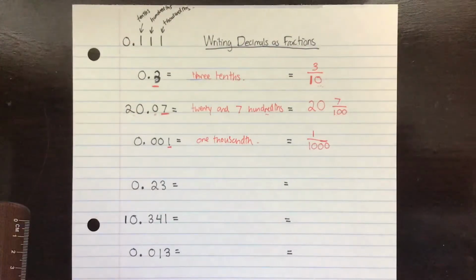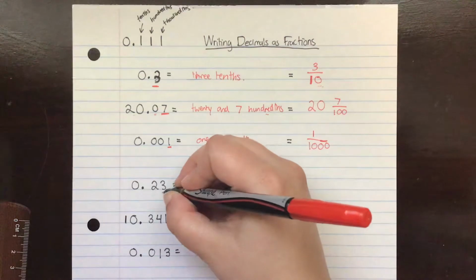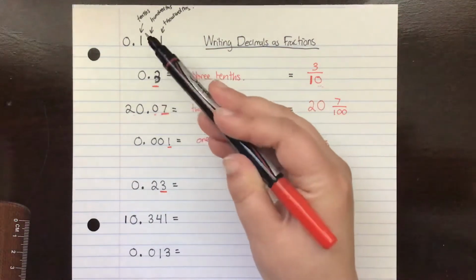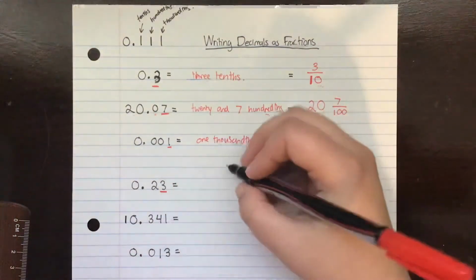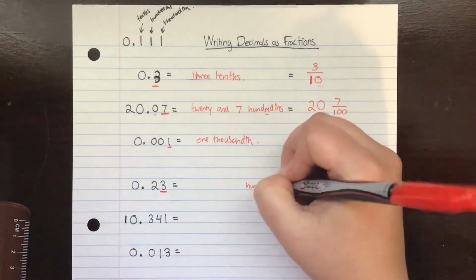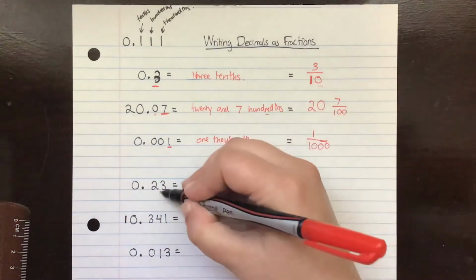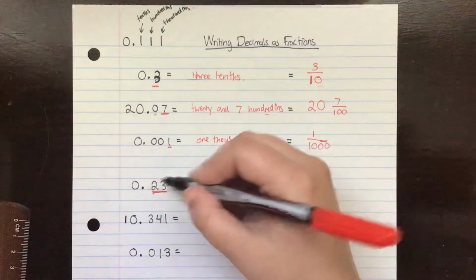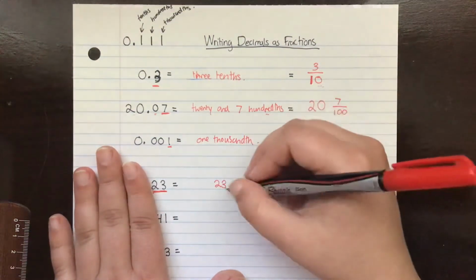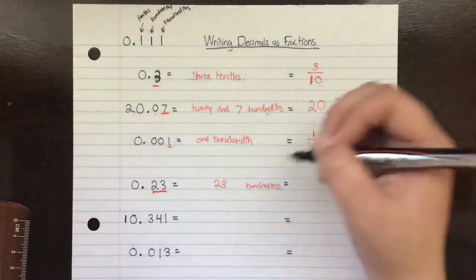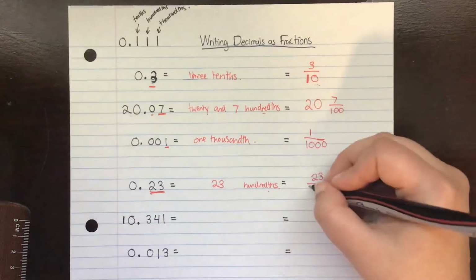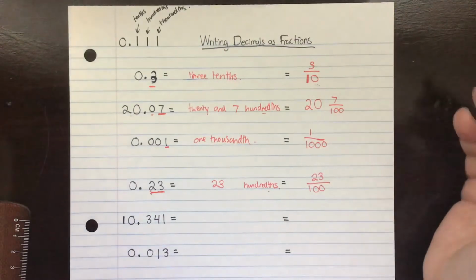So the other way you can say this number is by looking at the last digit here. This last digit is in the hundredths position. So therefore, this question is going to be in hundredths. And then I just look at the number as a whole. This number altogether, if I took out the decimal, would be 23. So therefore, I have 23 hundredths. How would I write that? Well, I'd write a 23 on the top. And because it's in hundredths, I'd write a 100 on the bottom, just like that.